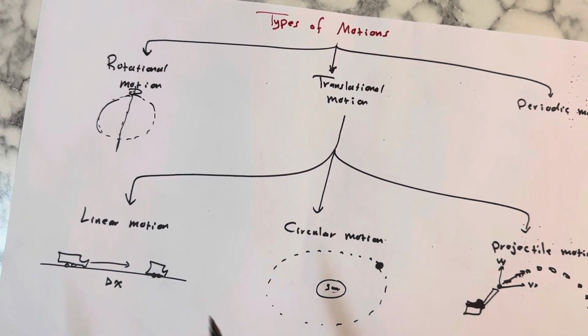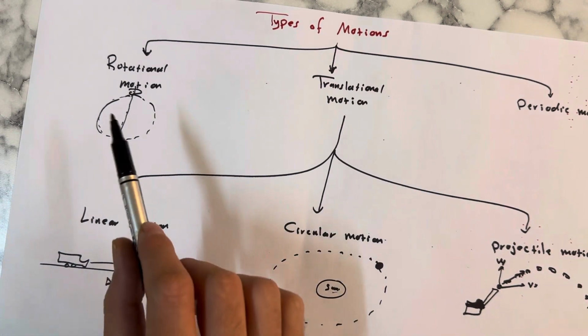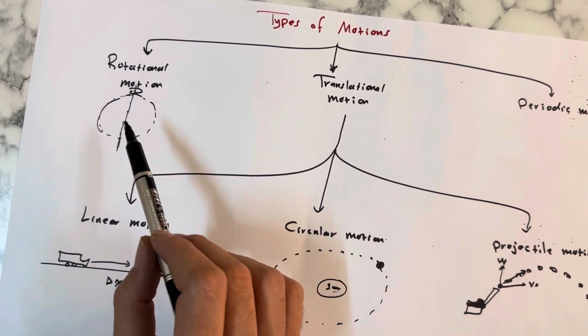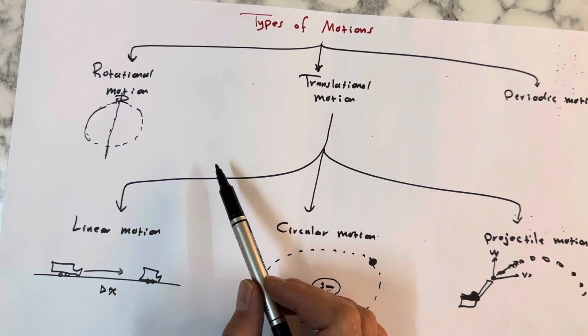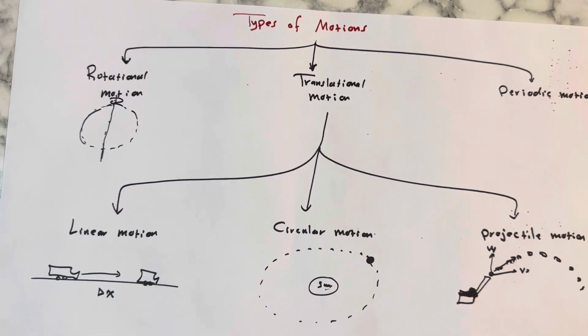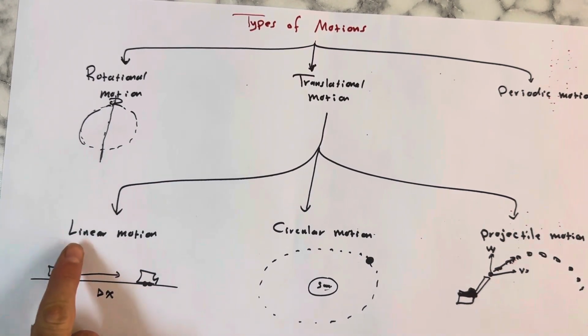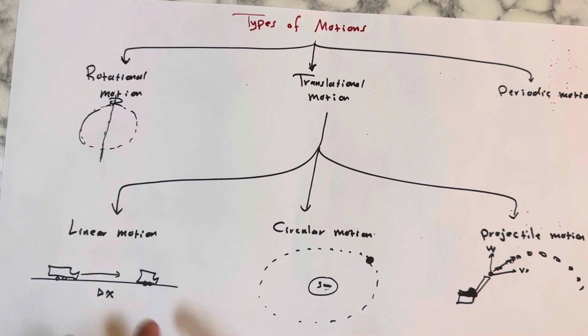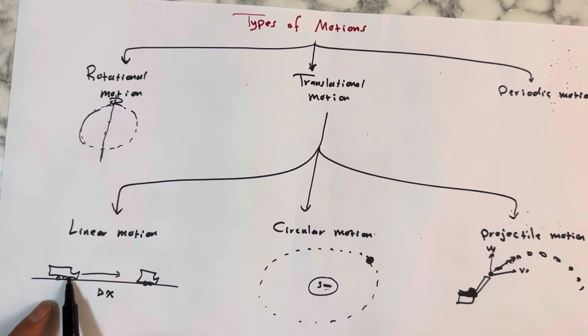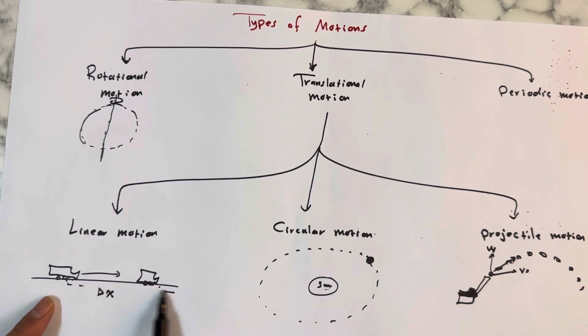But the most important thing in this section, you have to make the distinction between rotational motion and circular motion. Rotational motion is the rotating of an object around its axis. But translational motion is, for example, linear, circular, and projectile. In all these three types of translational motion, the object can change its position. For example, in linear motion, the position changes from one point to another point in a linear path.